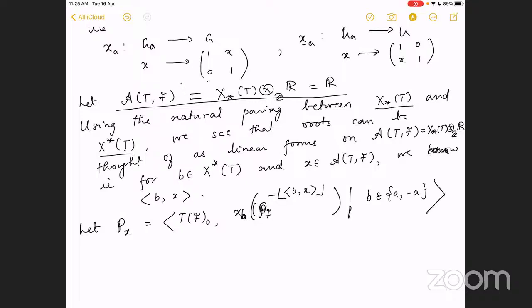Okay, so I'm going to define this subgroup of SL2(F), which is generated by the zeroth filtration of the torus, and on the root subgroups, here you have exactly one positive root and one negative root. So I will land inside the root subgroup when I apply x_beta, and I'm going to take P_F to the power minus the floor, this is the largest integer less than or equal to whatever this is.